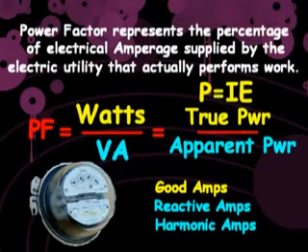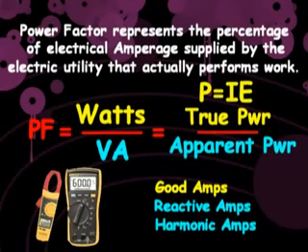VA is measured using your true RMS digital multimeter, but a digital multimeter cannot distinguish between good amps and bad reactive amps and harmonic amps. It sees all current as worthy. The A in VA is a combination of good and bad amps. The multimeter will naturally measure more amps than the kilowatt-hour meter. If you put the amps measured by your multimeter into the power equation, you're going to calculate an inflated watts.